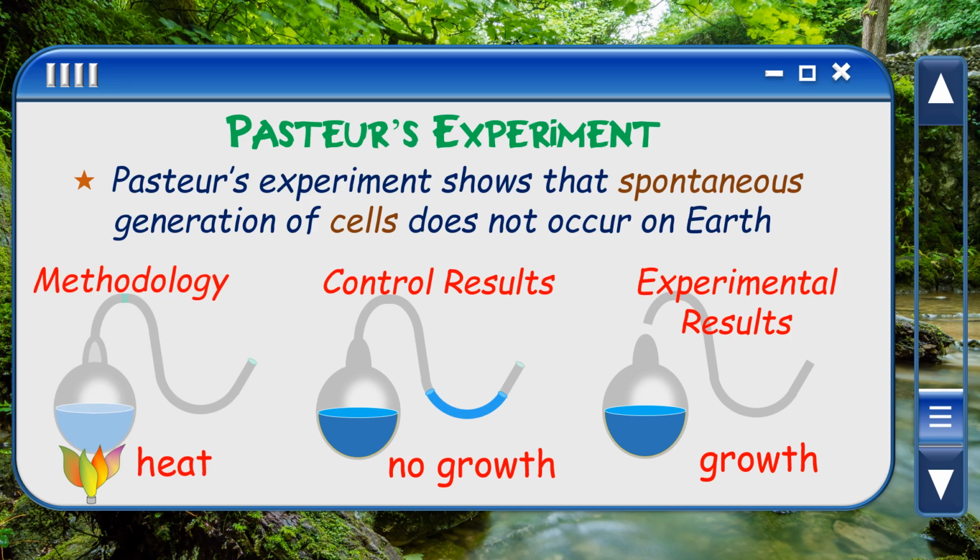Pasteur's experiment therefore showed that spontaneous generation of cells does not occur on Earth. That was the experiment of Pasteur. It showed that there can't be spontaneous generation of cells on Earth, whereby cells just come from nowhere and appear. It is impossible. That is what Pasteur's experiment showed, because of the experiments he carried out.